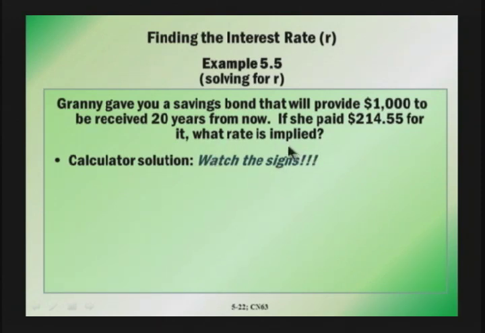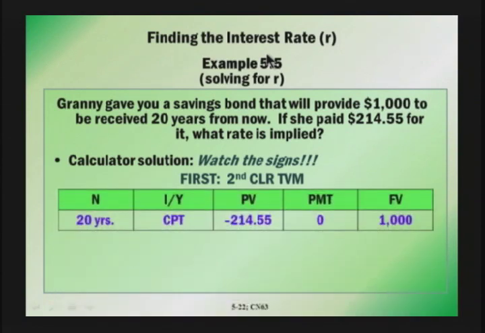Well, remember, we've got to tell the calculator the story, and we do that with these positive and negative or plus and minus signs, whether we receive or pay cash. She paid the $214.55, so be sure to make that negative. You'll receive $1,000. Be sure to make that positive. So to use the calculator to solve this, first do second clear TVM, and then tell the calculator the story. Up front, the present value your grandmother paid out was $214.55. The future value you'll receive is $1,000, and that's positive because it's cash you'll receive.